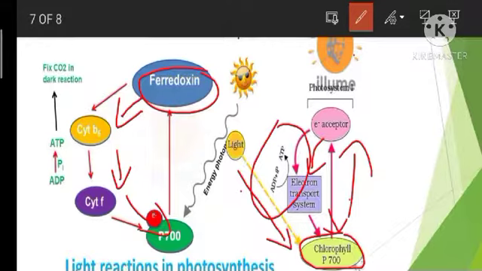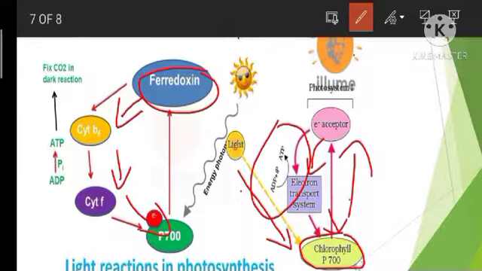Because the electron which is released from photosystem 1 will be cycled through the electron transport system and returned back to photosystem 1 itself. So it is said to be a cyclic photophosphorylation. This cyclic photophosphorylation can occur only when light of wavelength beyond 680 nanometer is available for excitation. Okay, so during the cyclic photophosphorylation, only ATP is synthesized and no NADPH and hydrogen ions are synthesized.